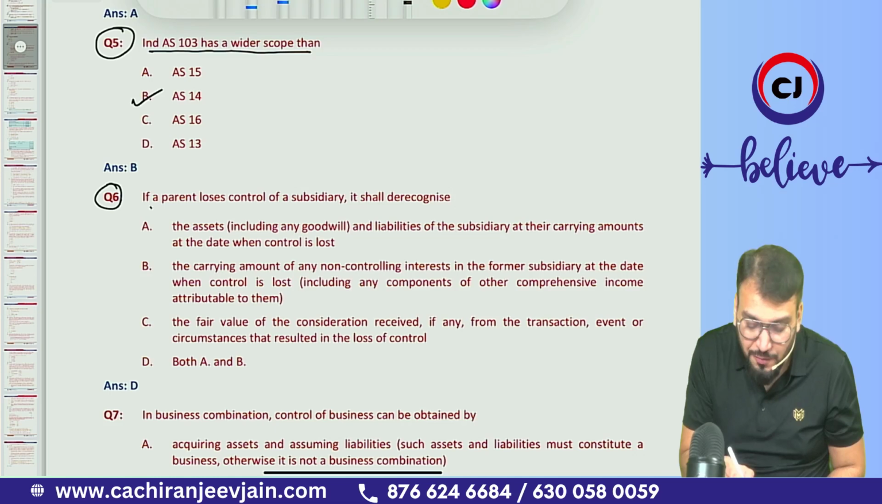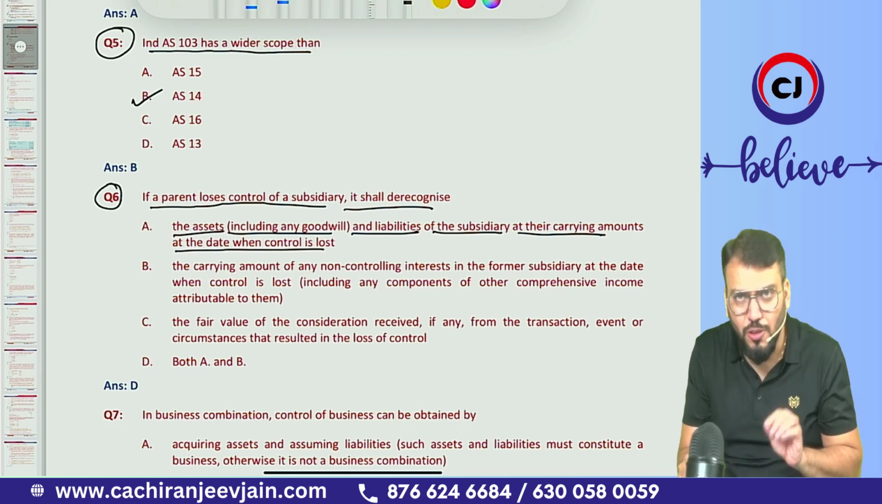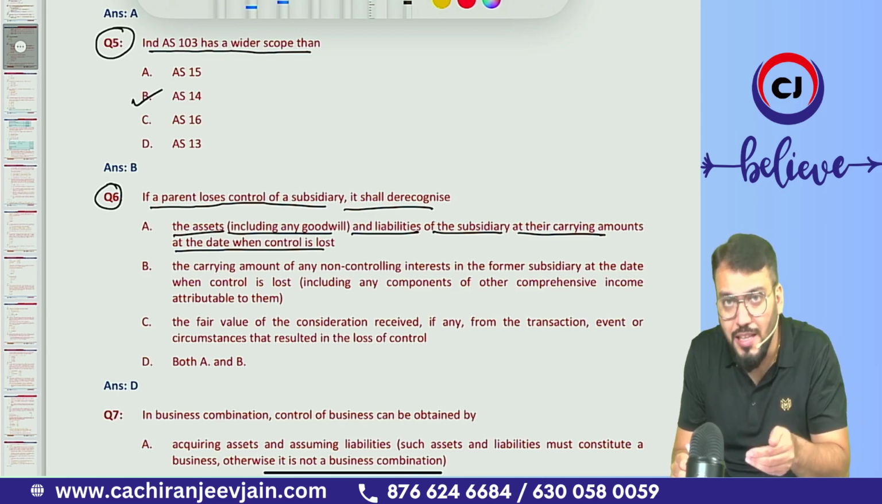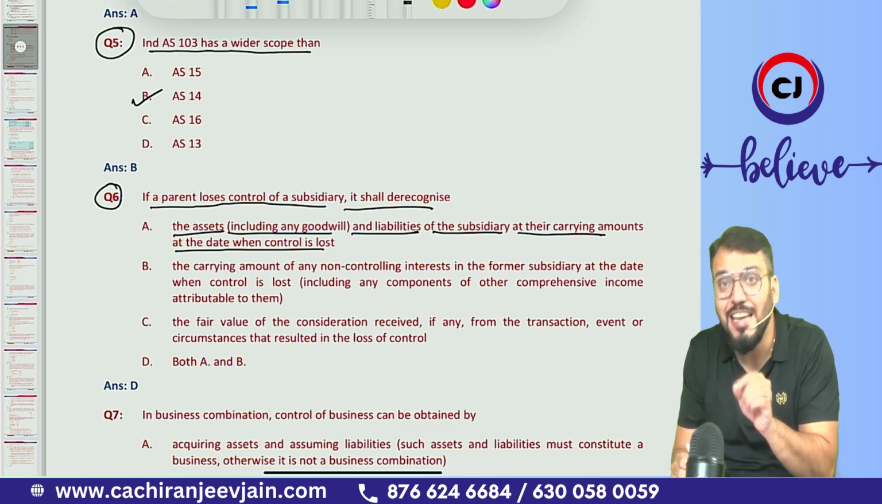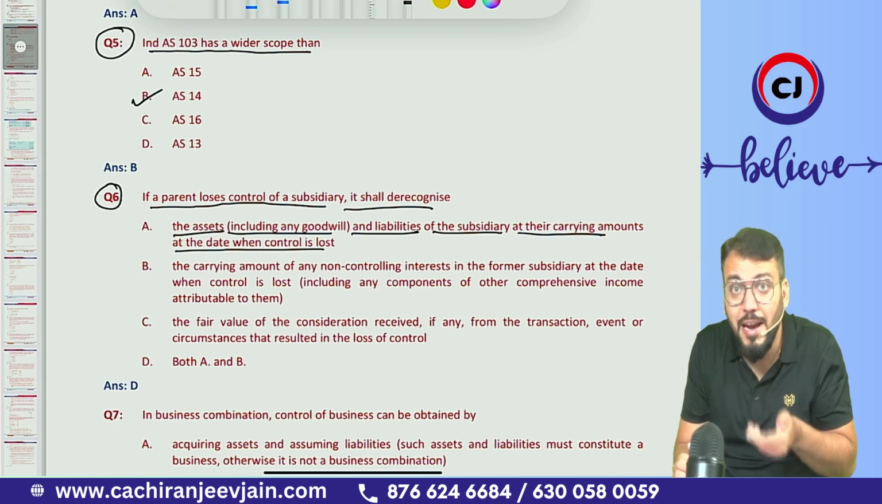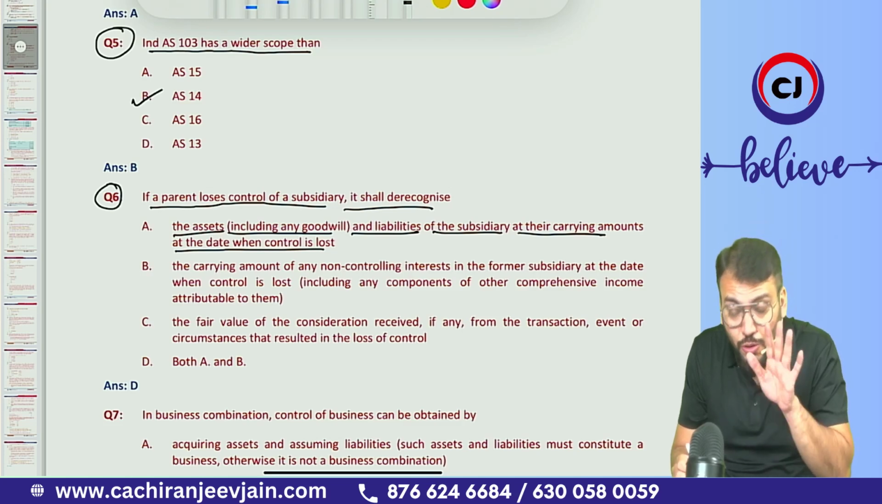Question number 6. If a parent loses control of a subsidiary, it shall de-recognize the assets including any goodwill and liabilities of the subsidiary at their carrying amount at the date when the control is lost. So of course the option is correct, because whenever there is a loss of control, we de-recognize all the assets including goodwill and the liabilities at the time when the control is lost at their carrying amount. Option number A is correct. But read B, C and D also. It might happen that there may be some other option which is also correct.